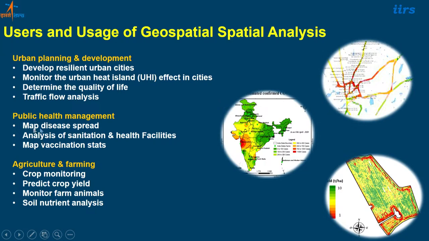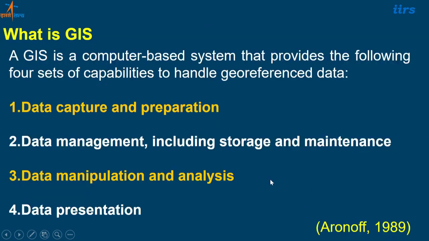If we talk about public health management, it helps us map the disease spread areas, analyze the sanitation and health facilities, and map the vaccination statistics. If we talk about agriculture and farming, it can be through crop monitoring, predicting the crop yield, monitoring the farm animals, and soil nutrient analysis. So these kinds of applications can be performed using geospatial technology.